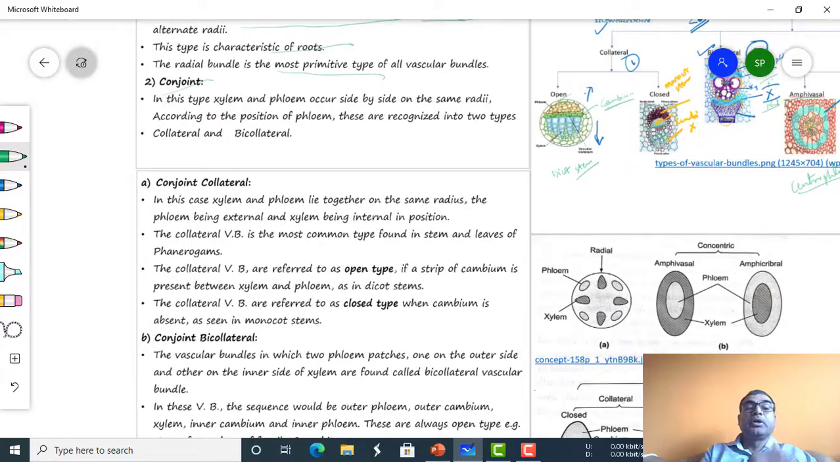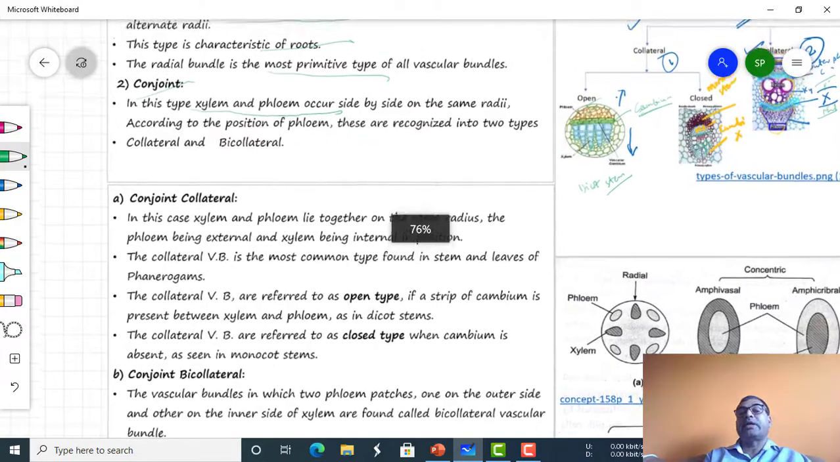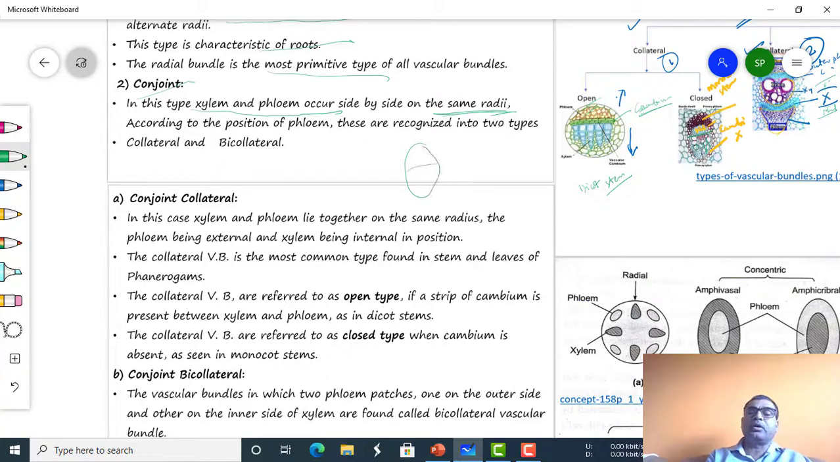Then what is conjoint type? In this type of the bundle, xylem and phloem occur together on the same radii, not side by side. Okay, so if you see this one is a circle and this is the center, then such bundles are conjoint type of the bundle. So xylem and phloem are together present, but they are present on the same radii. What is same radii? If this distance is 5 centimeter, then this distance will also be 5 centimeter, same radii.